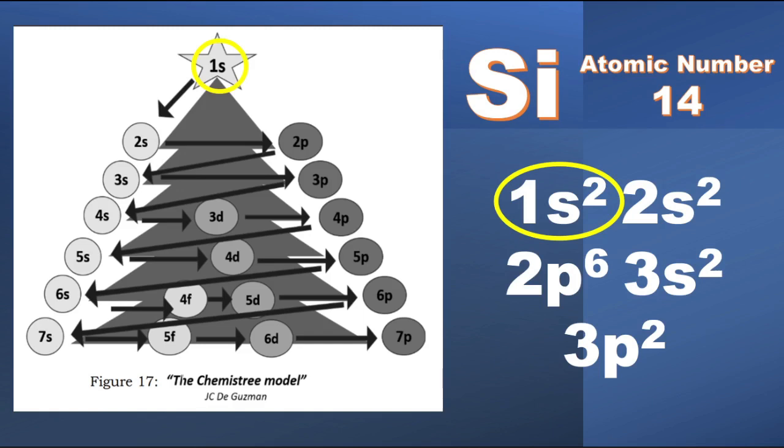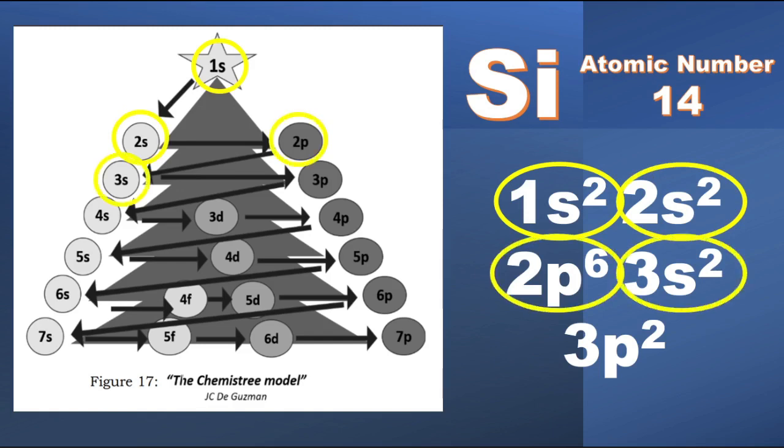So, what is the next electronic configuration? The next is 2s2, followed by 2p6, 3s2, and the last is 3p2. Why did it stop at 3p2, and why is the superscript, the number of electrons in the p subshell, 2?